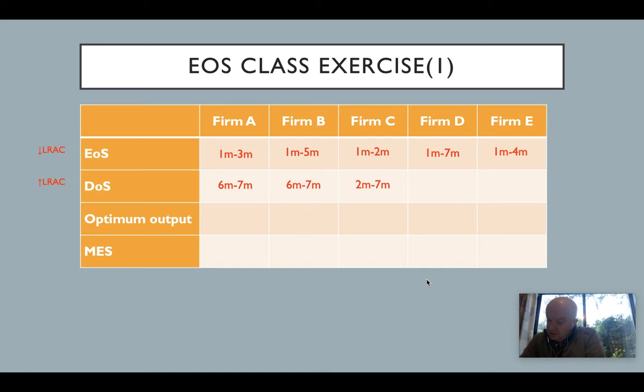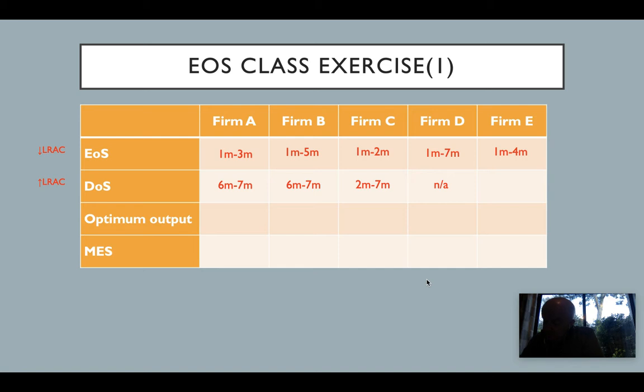Firm C, you can see that really from 2 million, where we've had a fall from 16 to 14, from 1 million to 2 million, then effectively from 2 million through to 7 million, we've got increasing costs. So essentially we've got diseconomies of scale going on there.